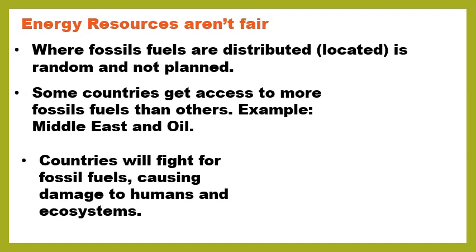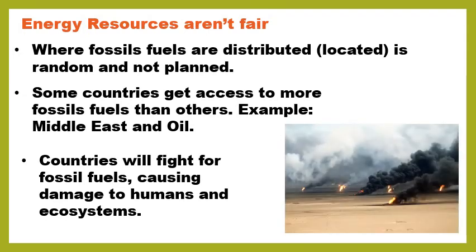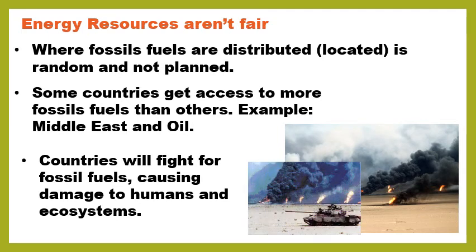Because of this, countries will fight for fossil fuels, and they'll even have wars. And when you have wars, when you have fighting, you're causing damage to humans and you're causing damage to the ecosystem. These are some pictures of the Gulf War, which was mainly fought over oil reserves. Instead of people taking their oil, they burnt their oil. And as we know, burning oil releases a lot of carbon dioxide in our ecosystem. So that was not very good for the people who fought in the war, for the citizens of those countries, and also for our ecosystem.